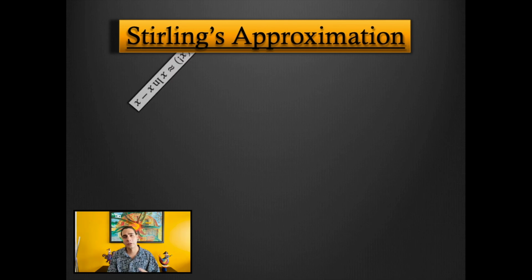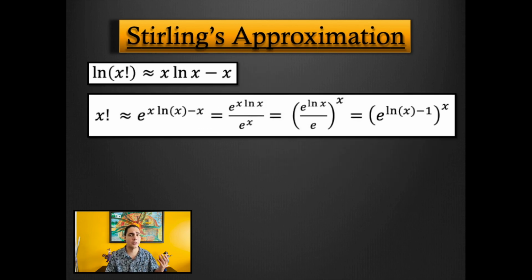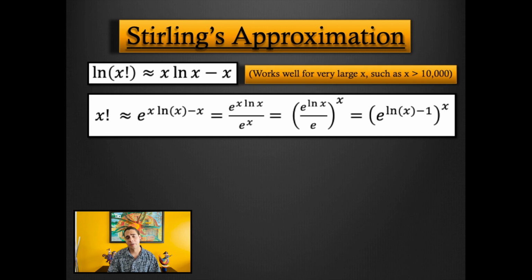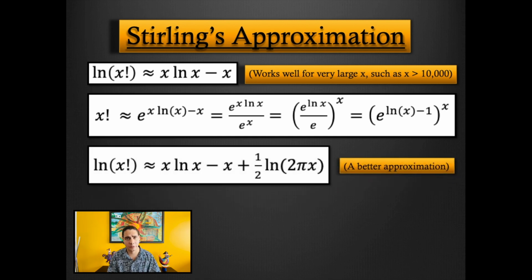So we have to use something called Stirling's approximation. Stirling's approximation states that ln of x factorial is approximately equal to x ln of x minus x. This implies that x factorial is approximately equal to e raised to the power of x ln of x minus x. And of course you can write it in different forms as well. This is usually good when x is very large, but there's no real benchmark. The larger x is, the more accurate the approximation is. So for smaller values of x, you may want to use this approximation instead.